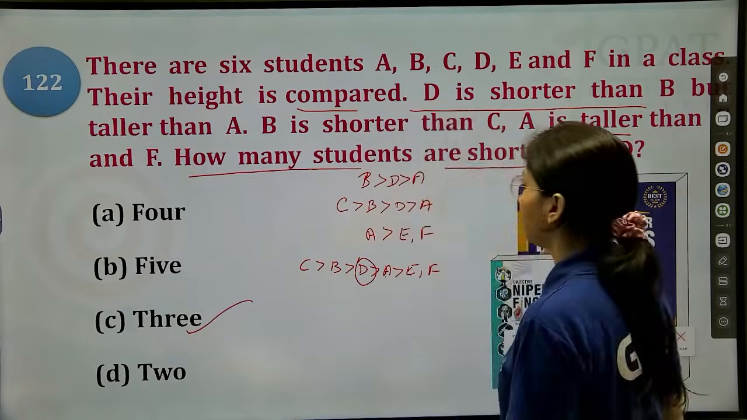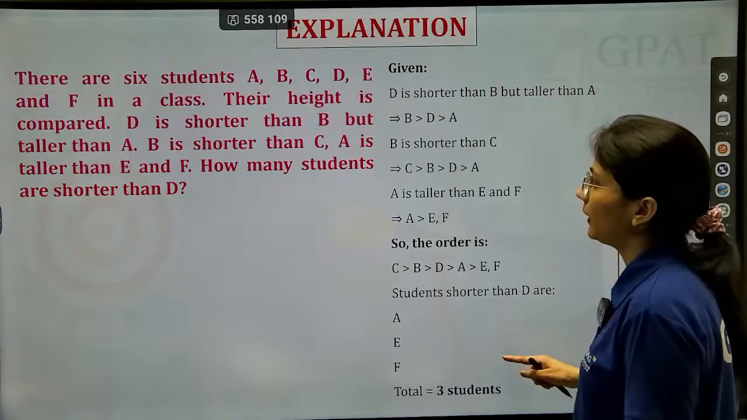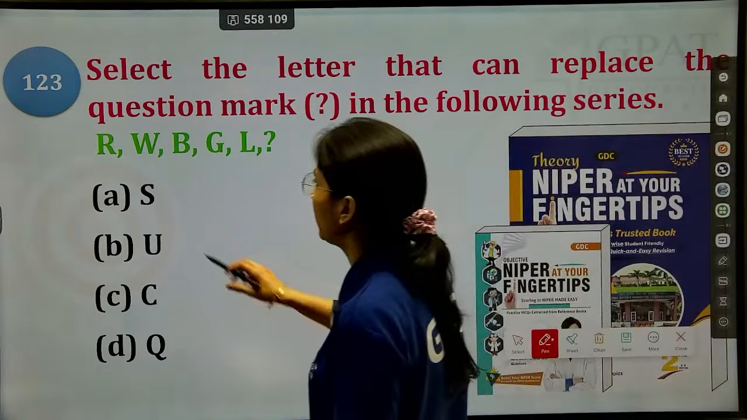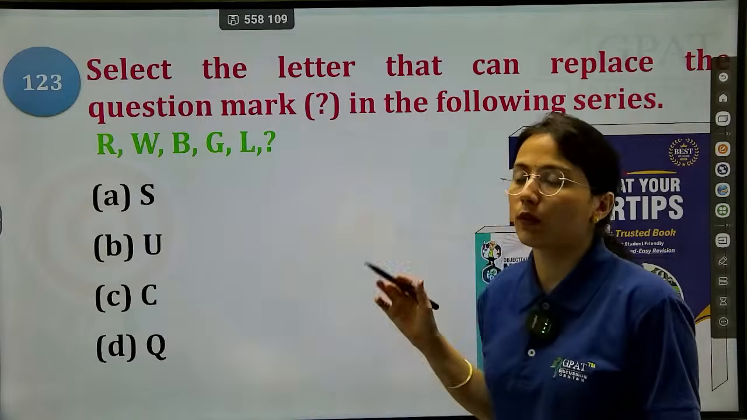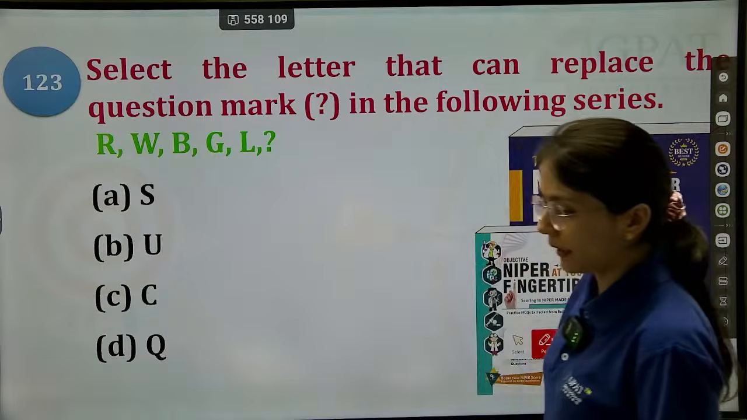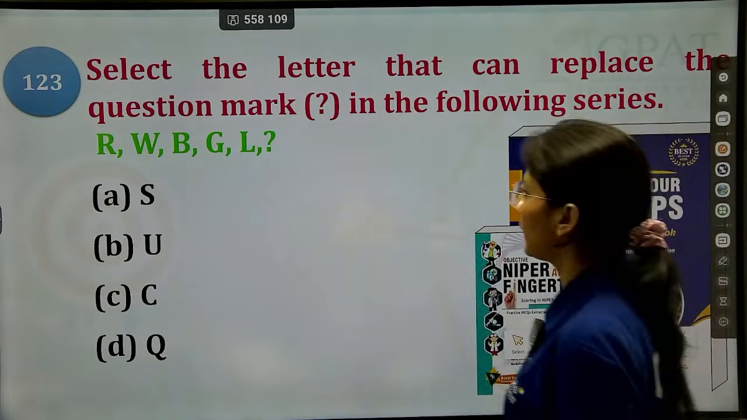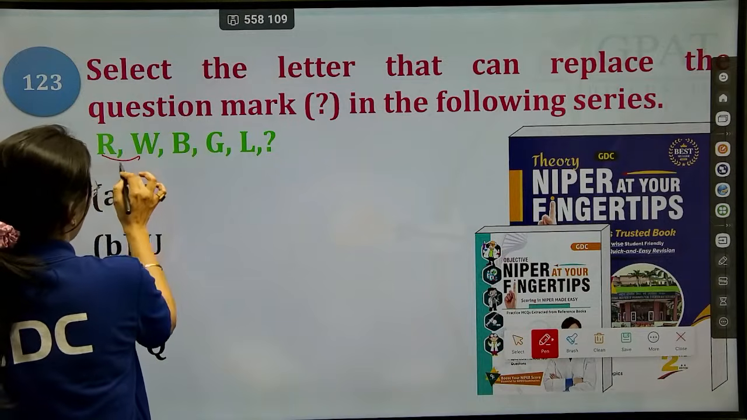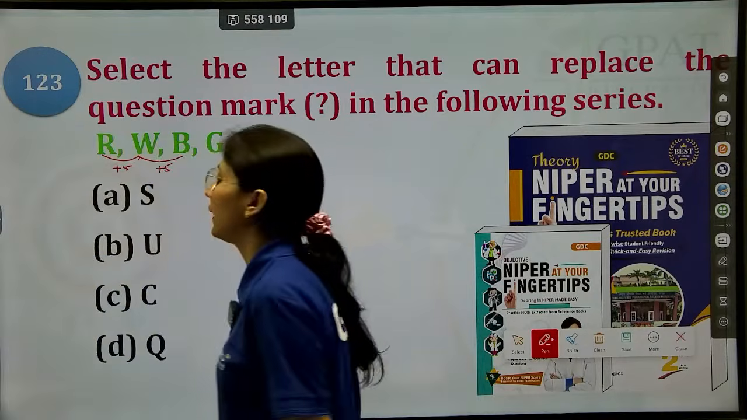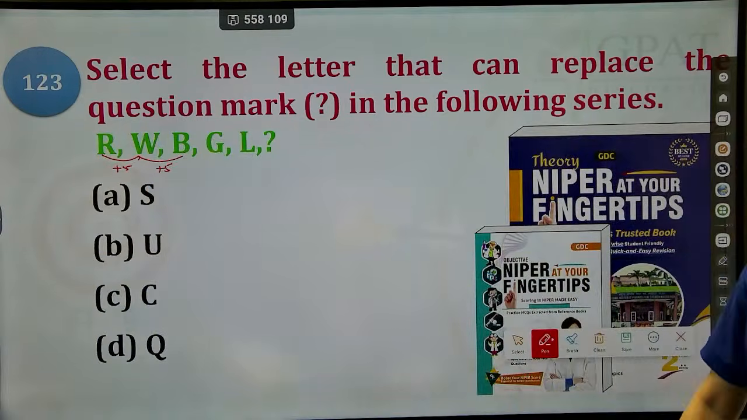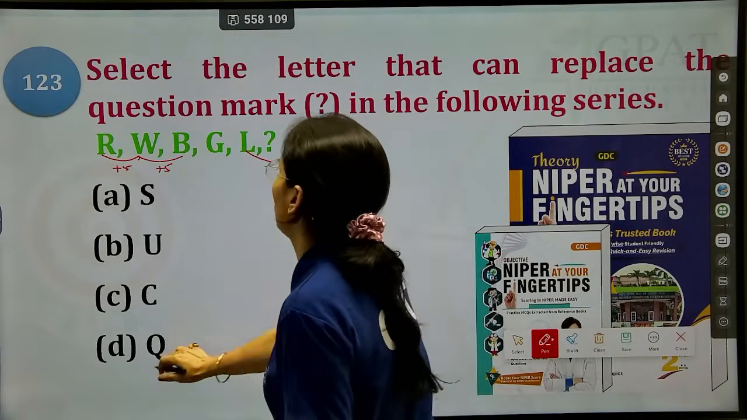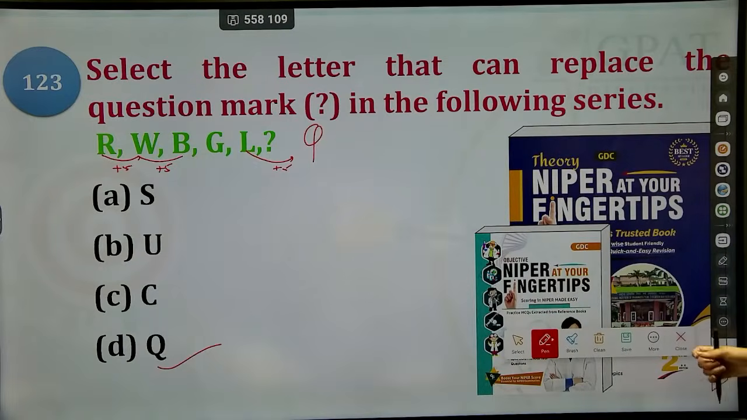Now move to another question, that is select the letter that can replace the question mark. So there is a sequence of letters. We have to replace the question mark with the appropriate letter. So R, W, B, G, L. How do we get that? When we move forward by 5 steps, we will get W. Again by 5 we will get B. Again by 5 we will get G. So when we move 5 steps forward, we will get Q. So option number D is correct.